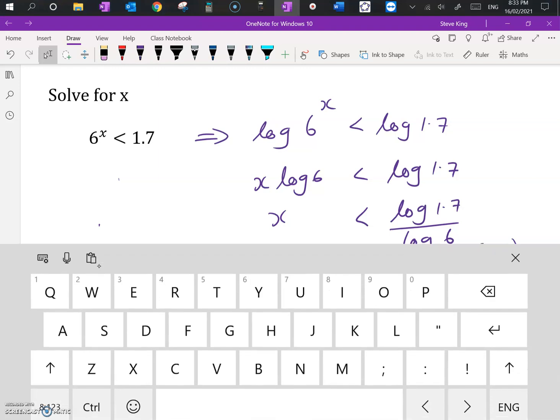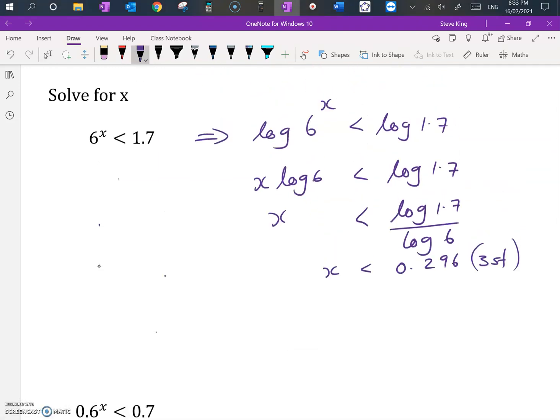I didn't have to use log 10. I could have used the natural log, so I could have said over here, ln of 6 to the x is less than ln of 1.7.